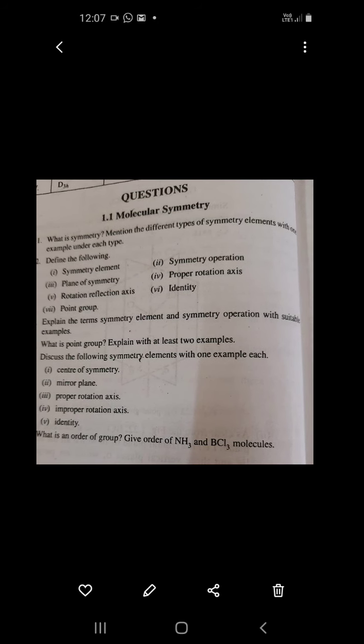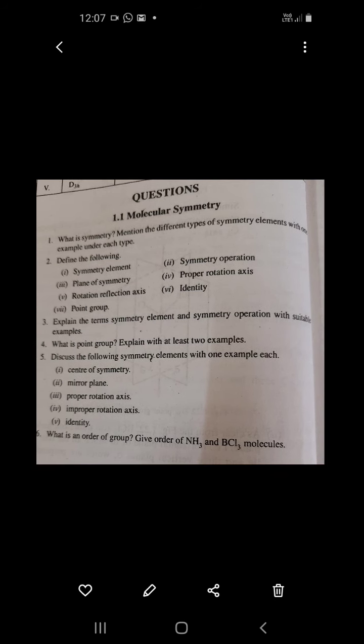Then give one example each. Every example you have to answer.